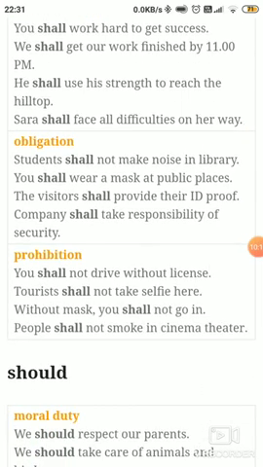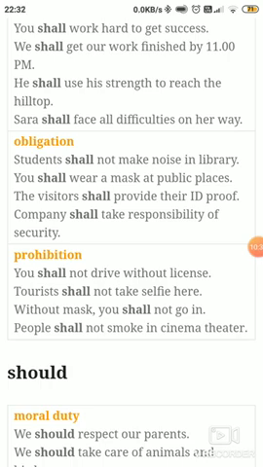Next is obligation. Obligation means compulsion. Students shall not make noise in library. You shall wear mask at public places. The visitors shall provide their ID proof. Company shall take responsibility of security.